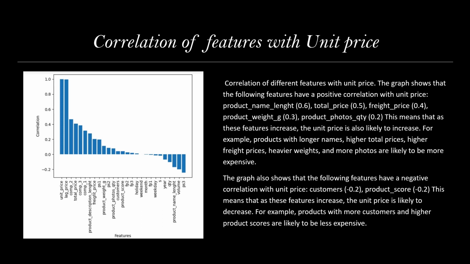The graph also shows that the following features have a negative correlation with the unit price, such as customers and product score. This means that when these features increase, the price will decrease. So this is what negative correlation means.